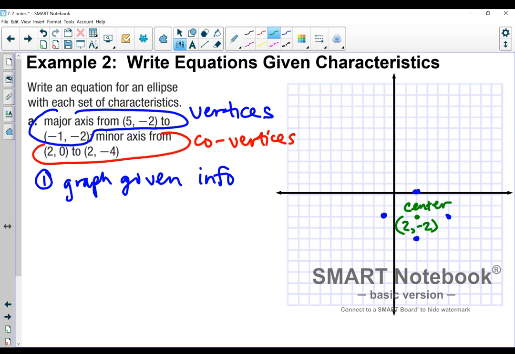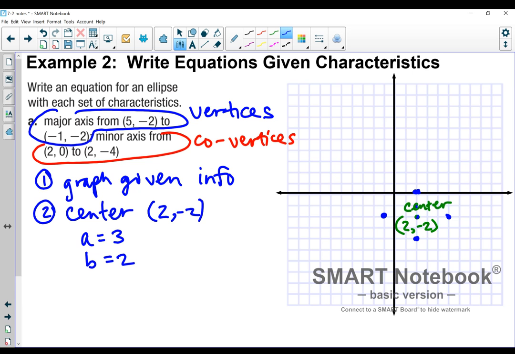So all I did is I just eyeballed it and I said, well, the center has to be in the middle. And then I went ahead and picked out the center. So we're going to find info for our equation now. Our center is going to be 2, -2. It looks like my major axis is in the x direction. And if I look at the units from the center to one of the vertices, it's 3. So I know that my A is 3. From my center up to the co-vertex, I can just count the squares. There's 2 squares. So B equals 2.